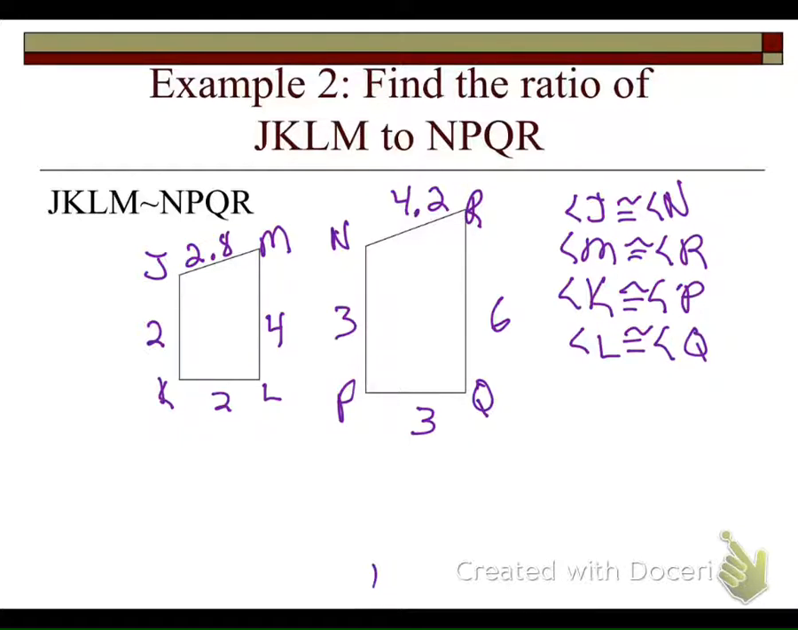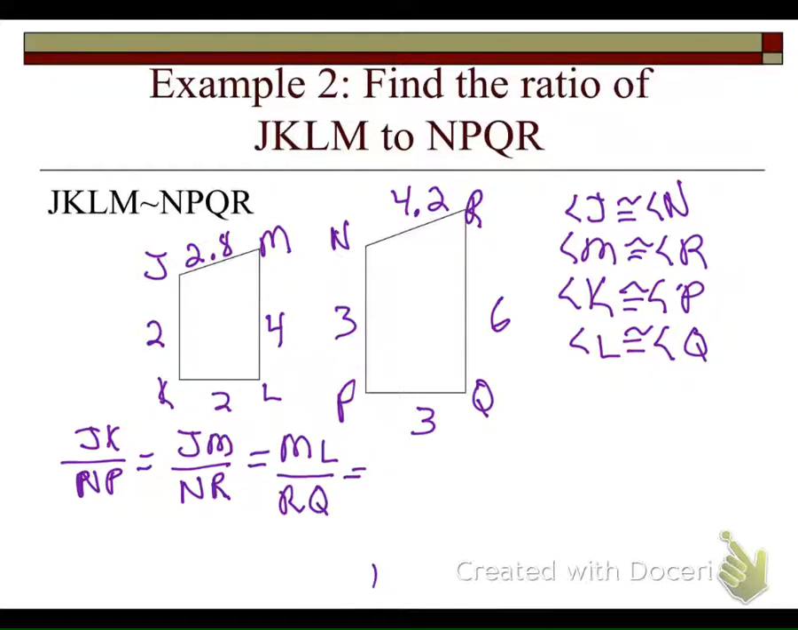Our next step is to do the ratios. I did mine with JK beginning. So we have NP. I have JM, which is over NR. I have ML, which is over RQ. And I have LK, which is over QP. Now that I have those, we have to define those ratios. So we're going to plug in the numbers that we know.